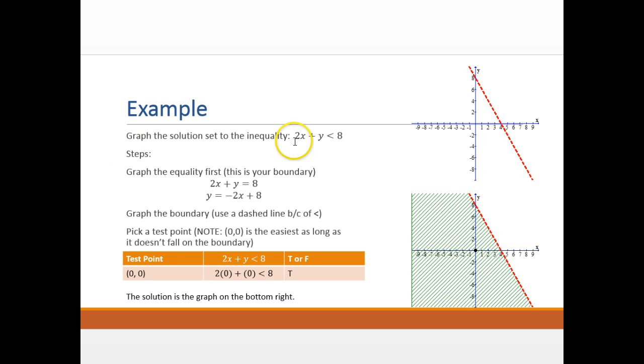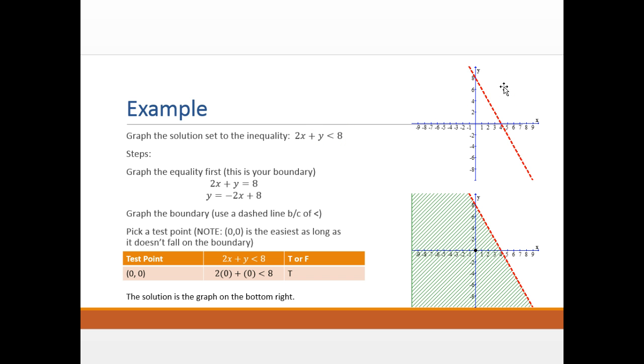Graph the solution set to the inequality 2x plus y is less than 8. We're going to first start by graphing the equality, the boundary line. I'm going to graph 2x plus y equals 8, so I get y equals negative 2x plus 8. This is now in slope-intercept form. Go up 8 to my y-intercept, down 2 and over 1 is my second point. I'm going to use a dashed line for my boundary because this was strictly less than. So here's my boundary.